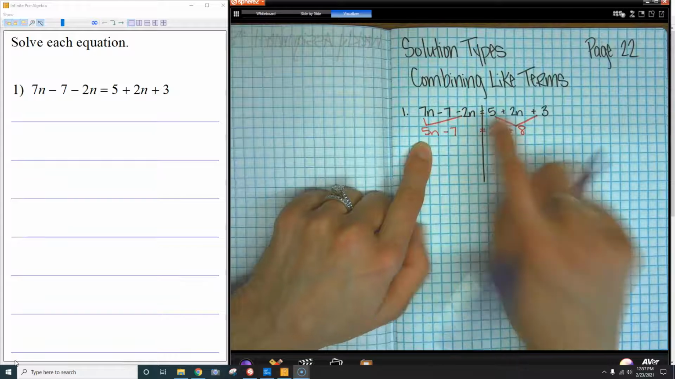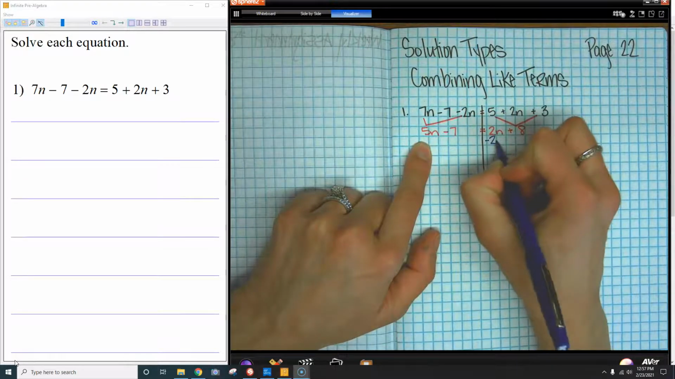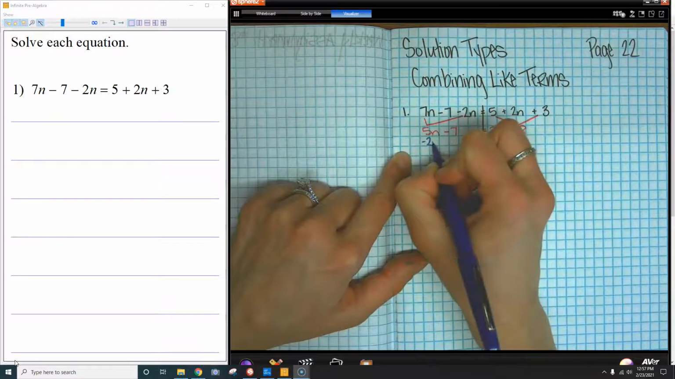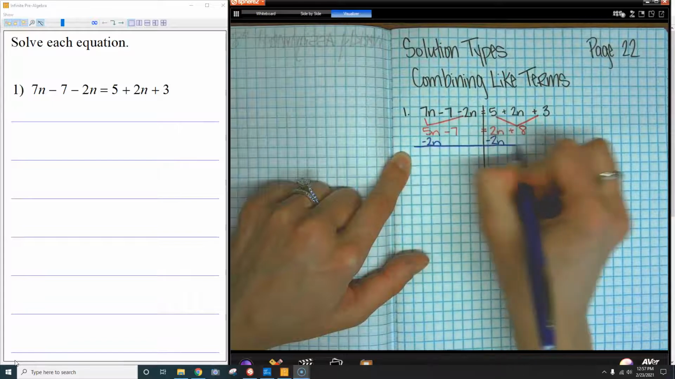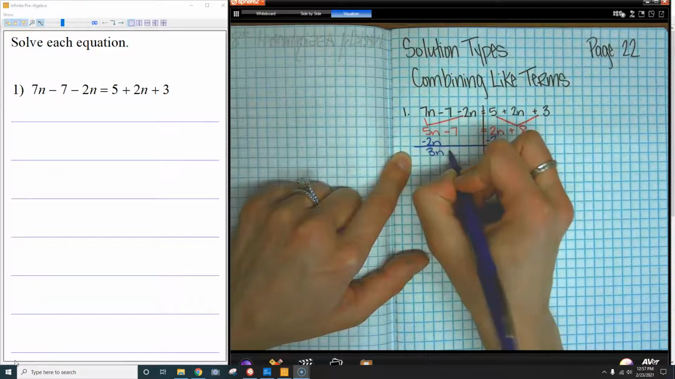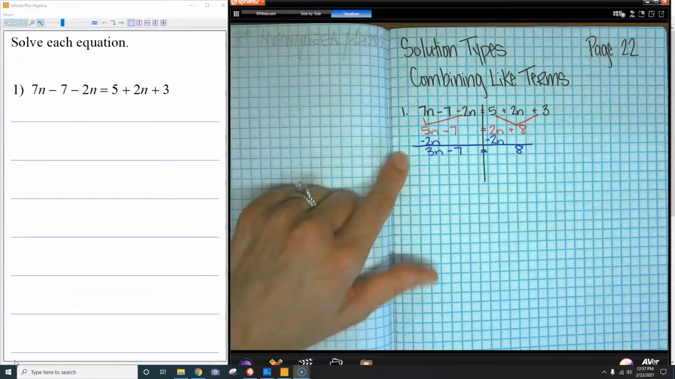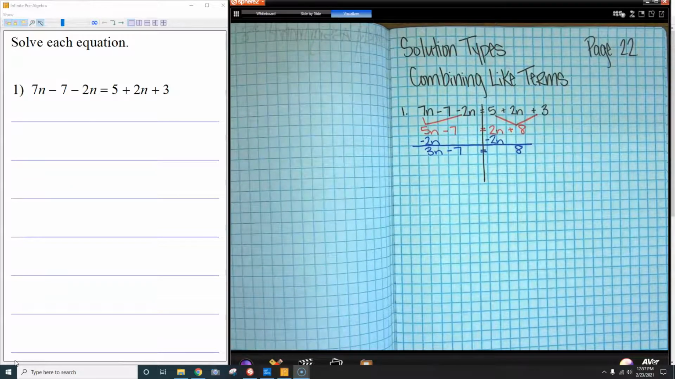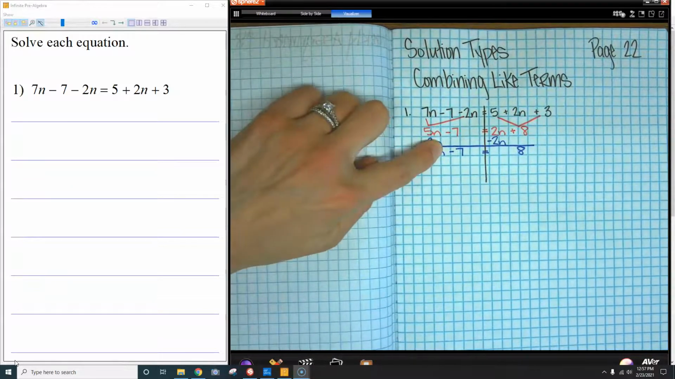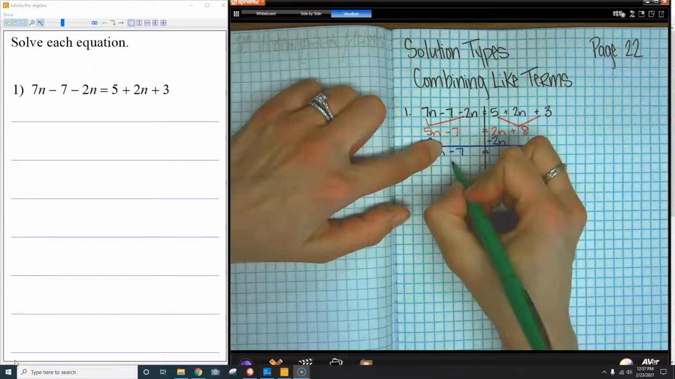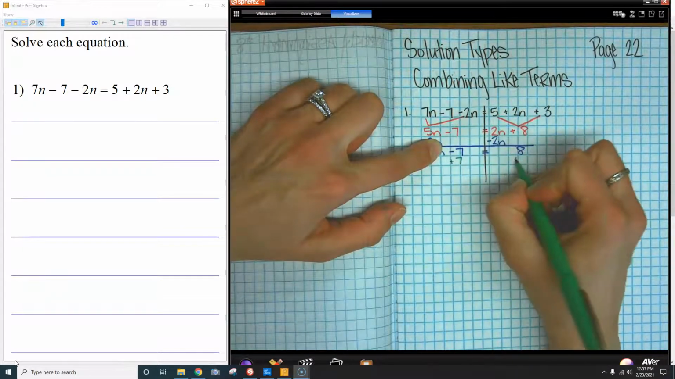So I'm going to get rid of the positive 2n by minusing 2n from the right and minusing 2n from the left. When I do that, I get 3n minus 7 equals 8. And again, now it's just our simple 2-step equation where I want to get 3n by itself. So I get rid of the thing next to my finger, which is minus 7. So I'm going to add 7 to the left, add 7 to the right.